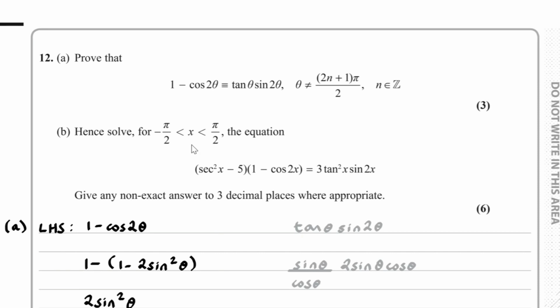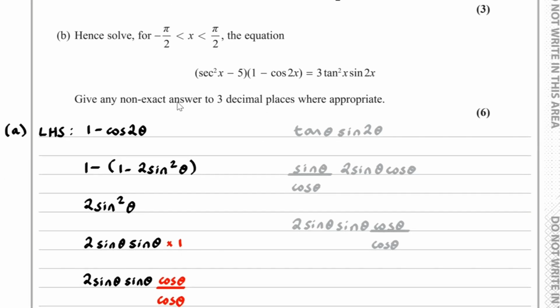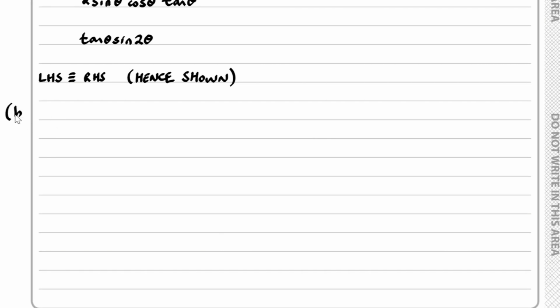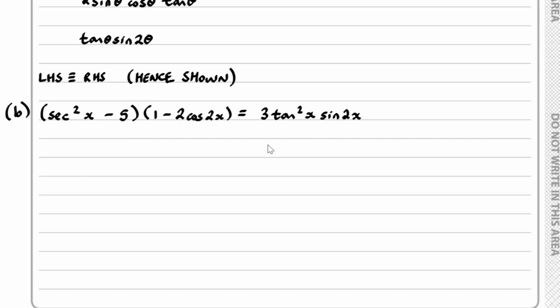Then for part B, we have to solve for x being in between minus pi over 2 and pi over 2. The equation is sec squared x minus 5 times 1 minus cos 2x equals 3 tan squared x sin 2x, and we have to give any non-exact answer to 3 decimal places where appropriate. So for part B, we've got sec squared x minus 5 multiplied by 1 minus cos 2x, and that's equal to 3 tan squared x sin 2x.